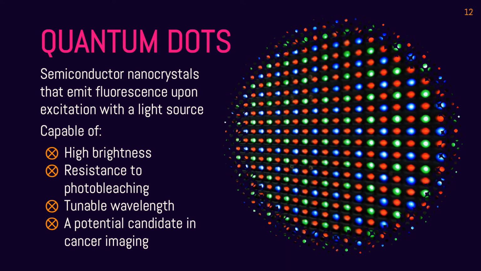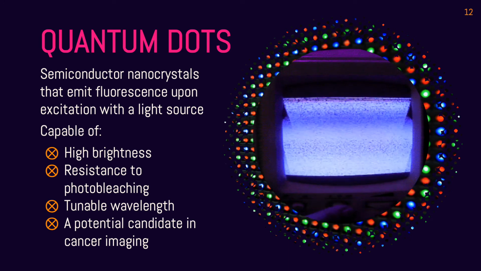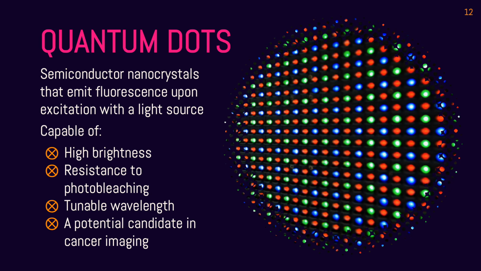Another common household appliance that uses fluorescence, believe it or not, is your television. Most modern televisions are made with what we call quantum dots, which are man-made nanoscale crystals that can transport electrons. When UV light hits these semiconducting nanoparticles, they can emit light of various colors. Quantum dots are capable of high brightness, they have a resistance to photobleaching, and have a tunable wavelength, all characteristics that make this invention a potential candidate to be used in cancer imaging.